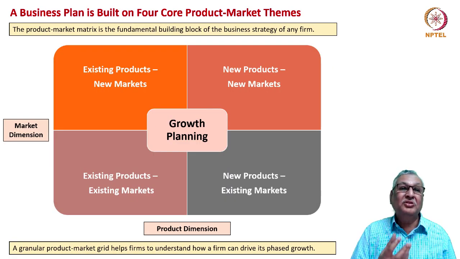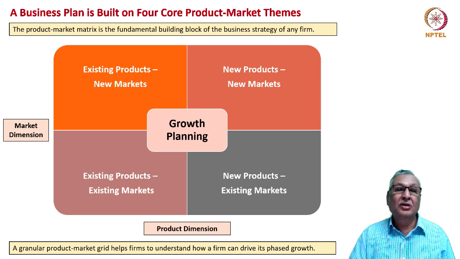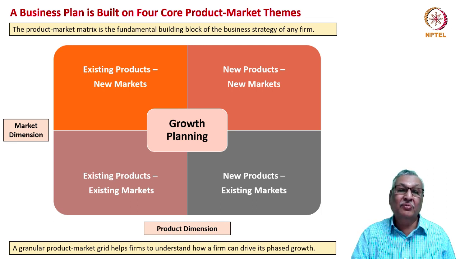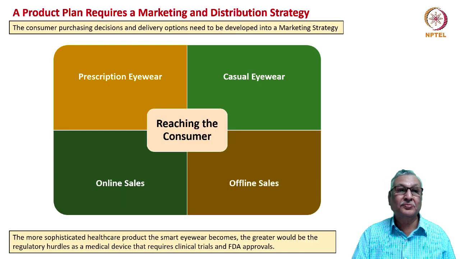This tells us that a business plan is built on 4 core product market themes: product dimension and market dimension, existing products, existing markets, new products, existing markets, existing products, new markets, new products and new markets. You can see the growth planning for a smart wearable take place on all the 4 dimensions. The more granular the product market grid is, the more effective the business plan of that new product can be. And that drives the phased growth of a company in an elaborate but very effective manner.